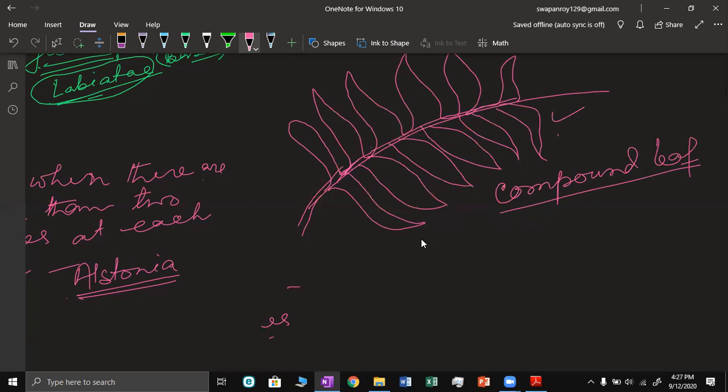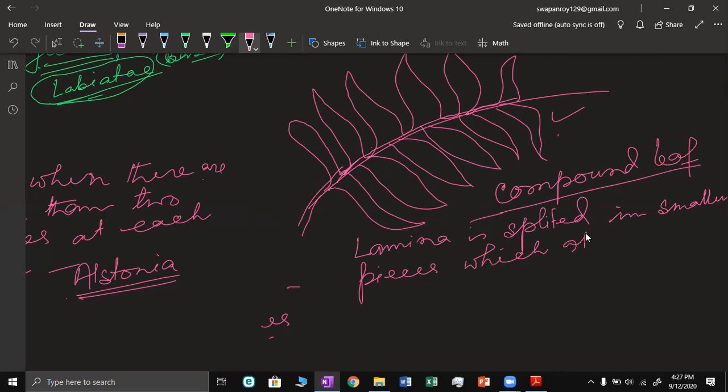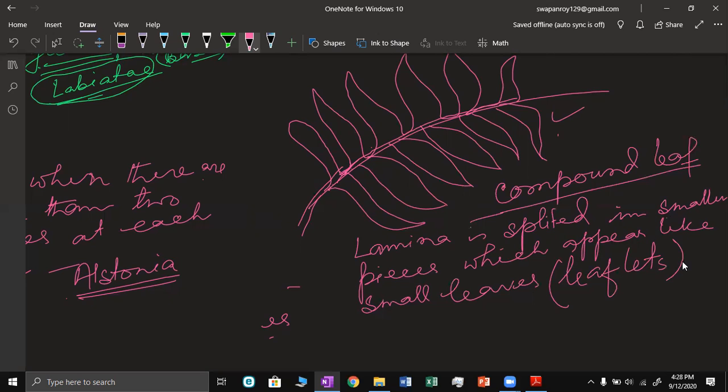So in a compound leaf, the lamina is split into smaller pieces which appear like small leaves, or we call them leaflets. Then it is the compound leaf.